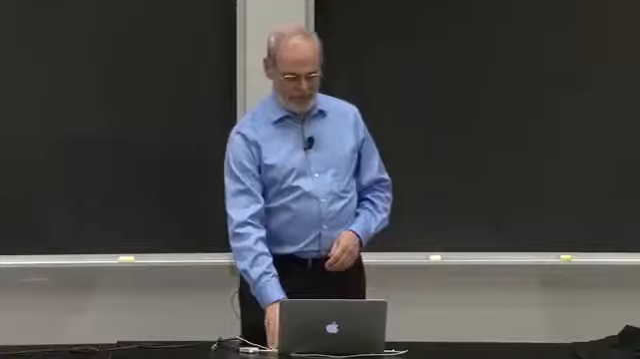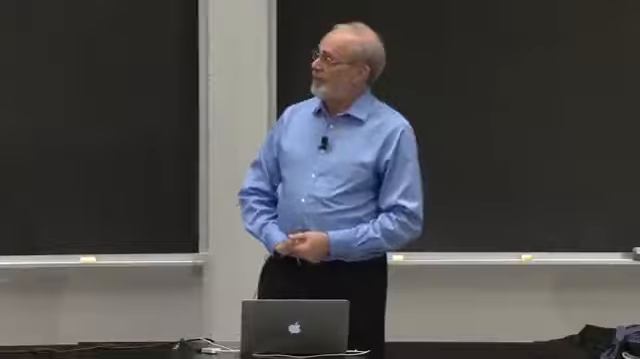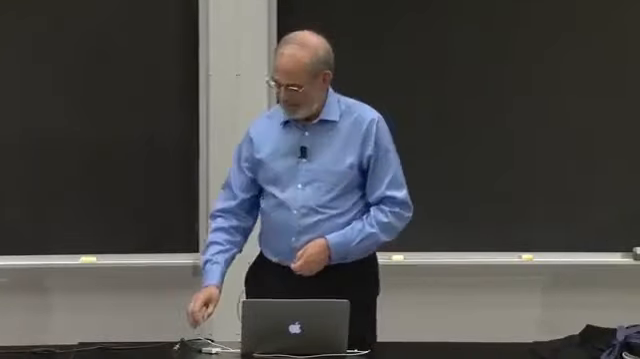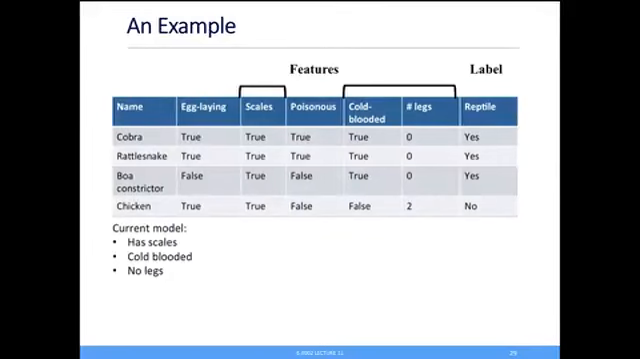Okay, now I give you another example. Chicken. I don't think it's a reptile. In fact, I'm pretty sure it's not a reptile. And it nicely still fits this model, right? Because while it has scales, which you may have not realized, it's not cold-blooded and it has legs. So it is a negative example that reinforces the model. Sounds good?